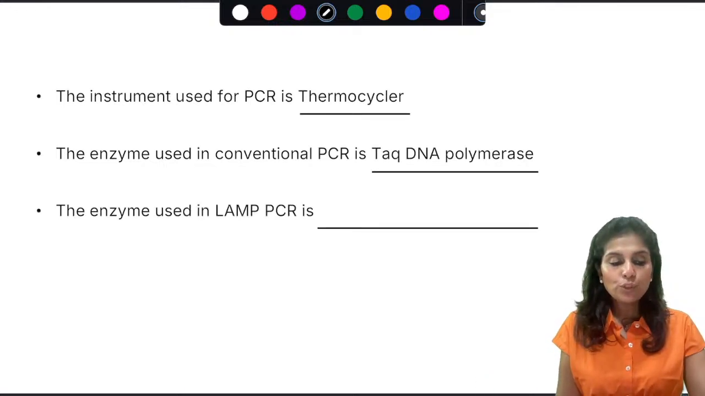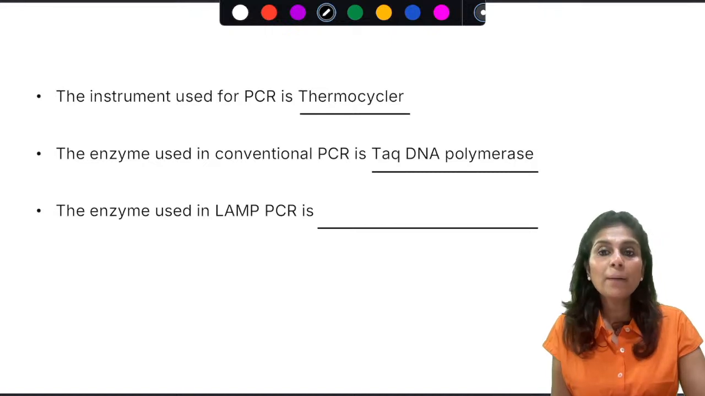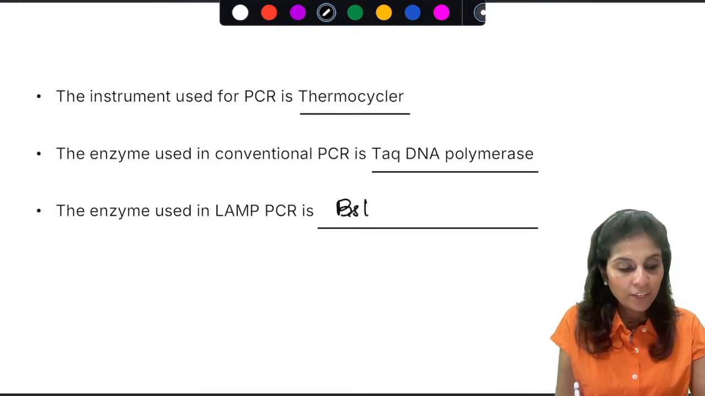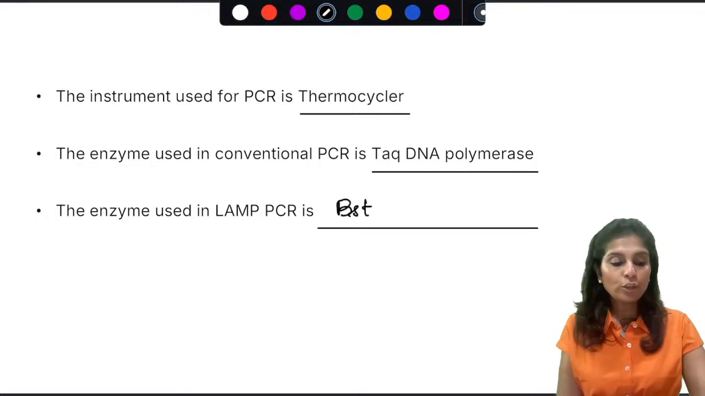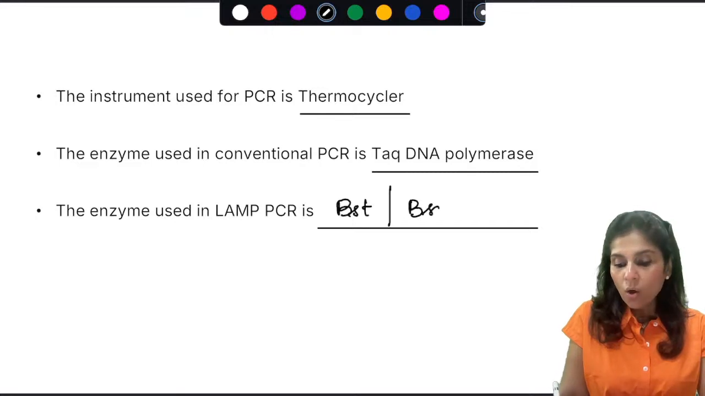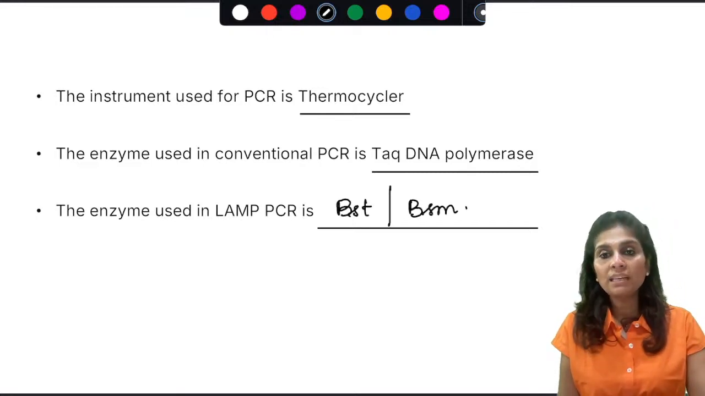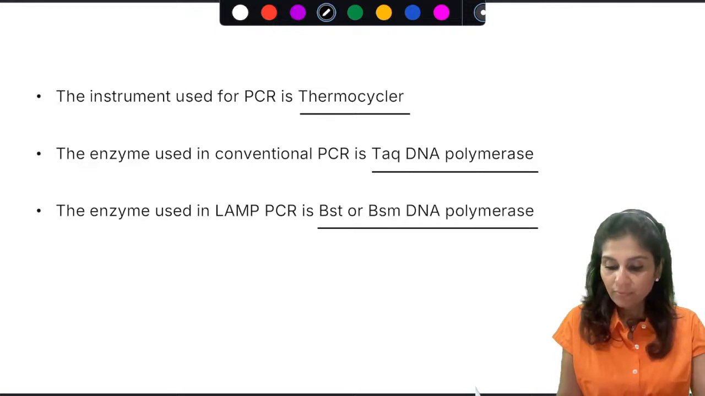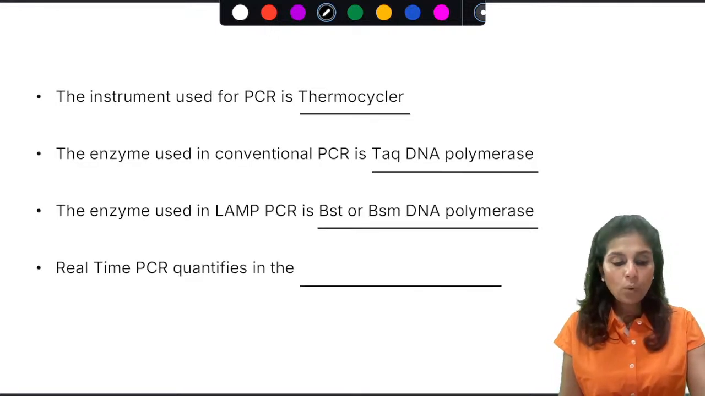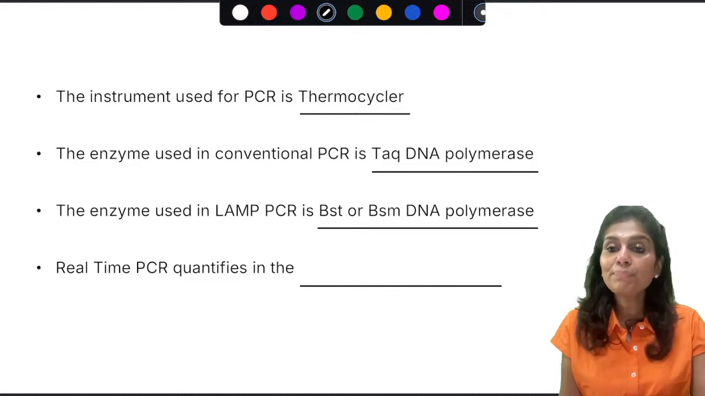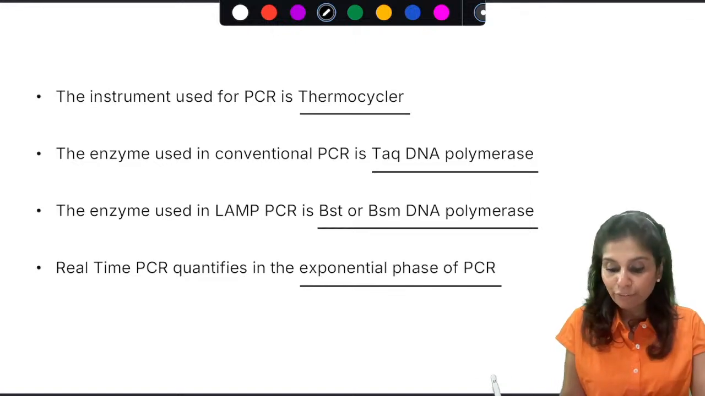The enzyme used in LAMP assay is, right? LAMP PCR uses Bacillus stearothermophilus. Very good. Yes, it is Bacillus stearothermophilus DNA polymerase or BST DNA polymerase or Bacillus smithii DNA polymerase or BSM DNA polymerase. Very good. Excellent. Real-time PCR quantifies in which phase? Which phase? Can you all answer? Real-time PCR quantifies in the initial exponential phase, not in the lag phase.